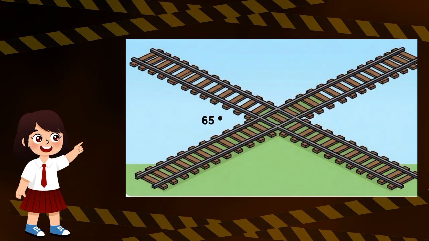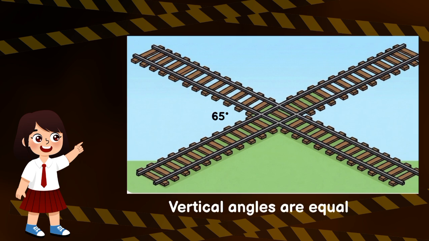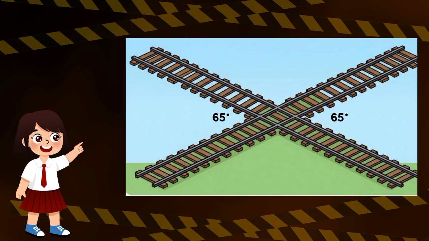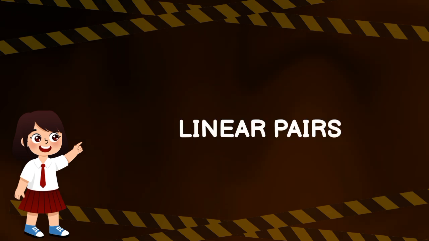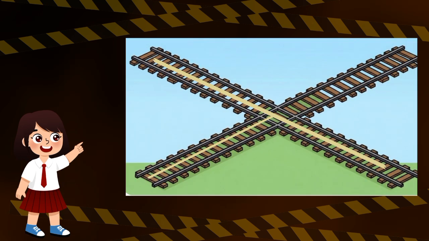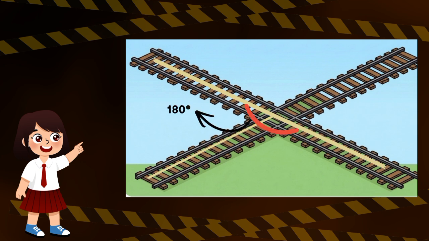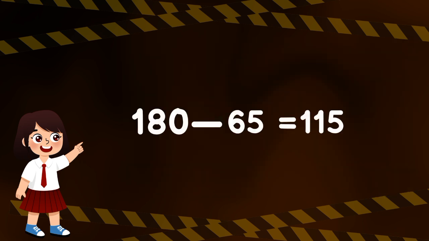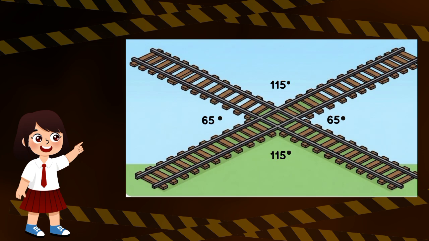And to solve this, we use two important rules in geometry. First, vertical angles are equal. That means the angle directly opposite to 65 degrees is also 65 degrees. Second, we use linear pairs, where adjacent angles form a straight line, and a straight line is always equal to 180 degrees. So we calculate 180 minus 65 is equal to 115 degrees. That means the two adjacent angles are both 115 degrees.